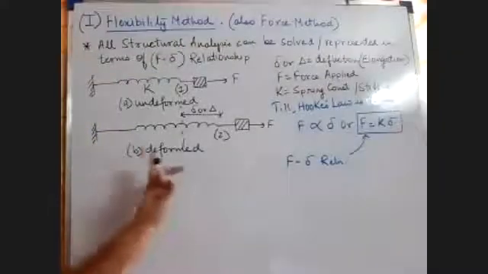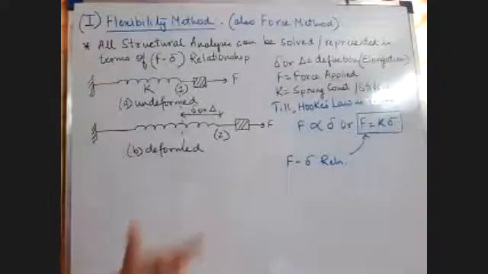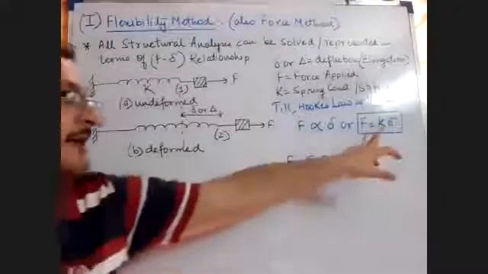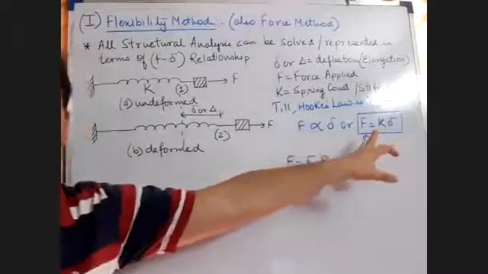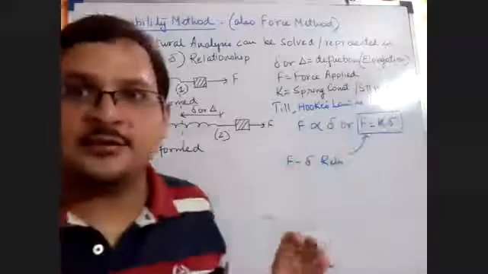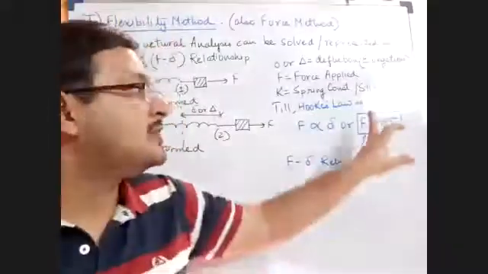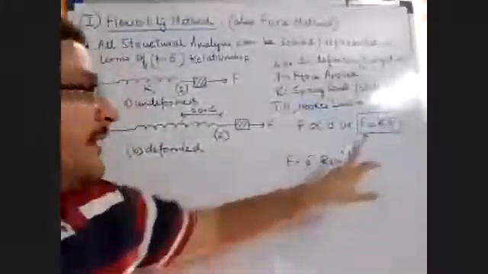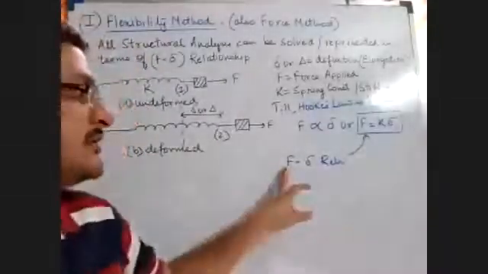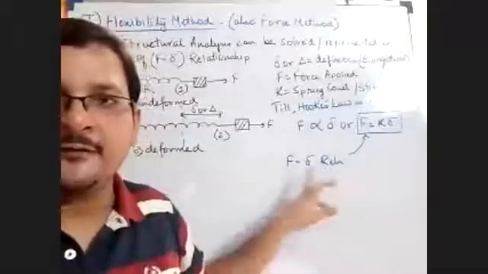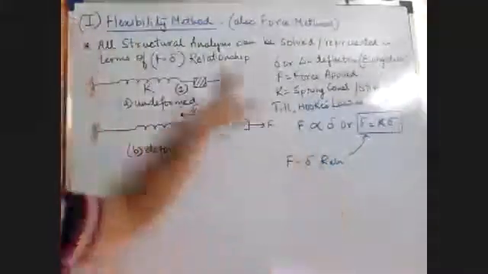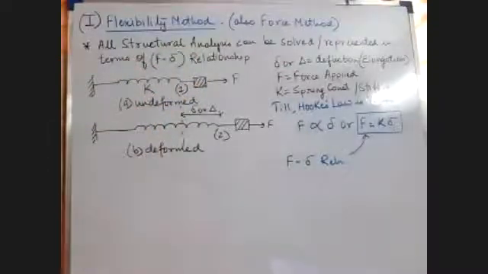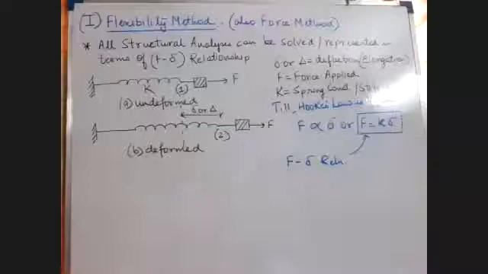So from this basic experiment of spring, to calculate the spring constant, that is K, K is a spring constant, or it is also called stiffness. Today we have learned it is also called stiffness. Okay. So it is called F delta or force delta relationship. Force delta relationship. So all this structural analysis can be solved using force distance relationship.